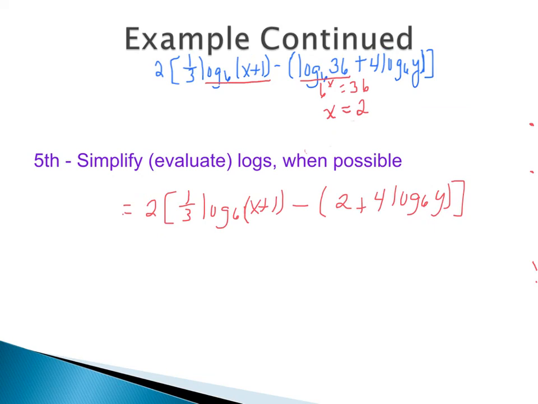Another form of the correct answer would be if we distributed the subtraction inside of our braces. So we would have 2 times [1/3 log base 6 of (x plus 1), distributing that subtraction, minus 2 minus 4 log base 6 of y]. So that's another answer that's equivalent to the original.